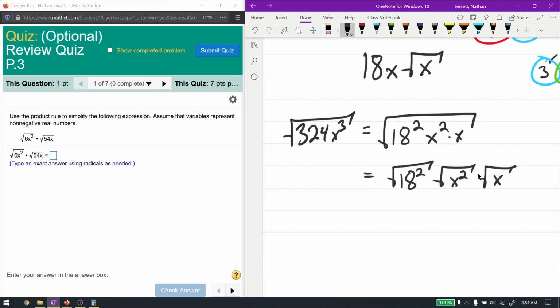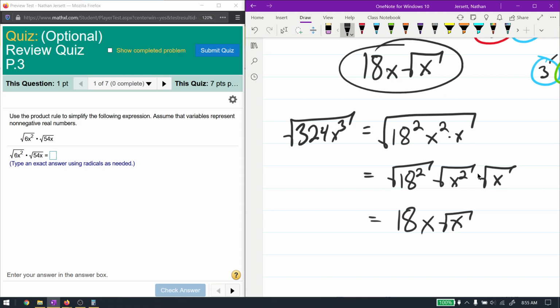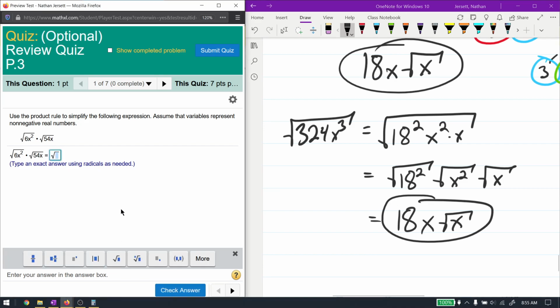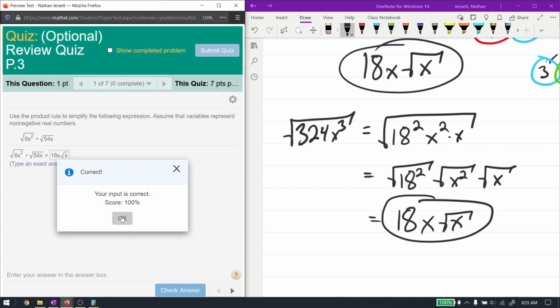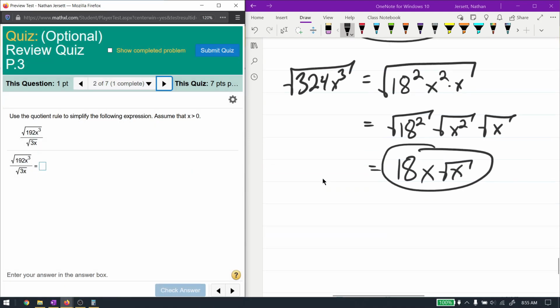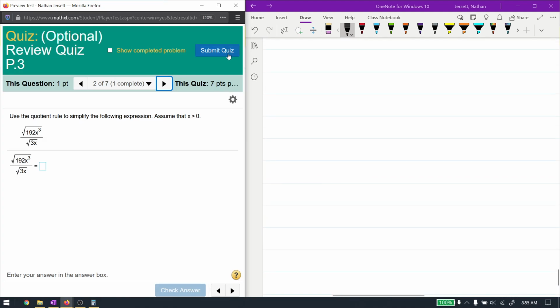The square root of 18 squared is 18. The square root of x squared is x. And the square root of x is still there. You can see these are both the exact same. So it's two methods for doing the same thing. Whichever method makes more sense to you, do that method. It's going to be easier for you. So this is our answer. Let's check it, and it's correct.